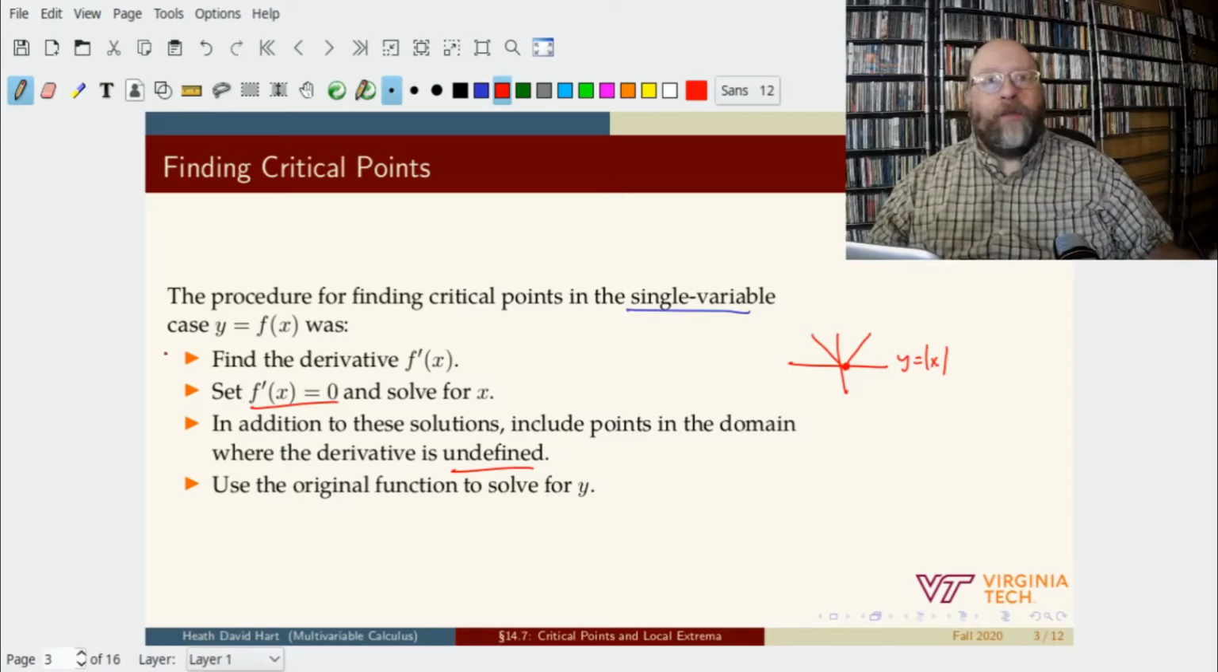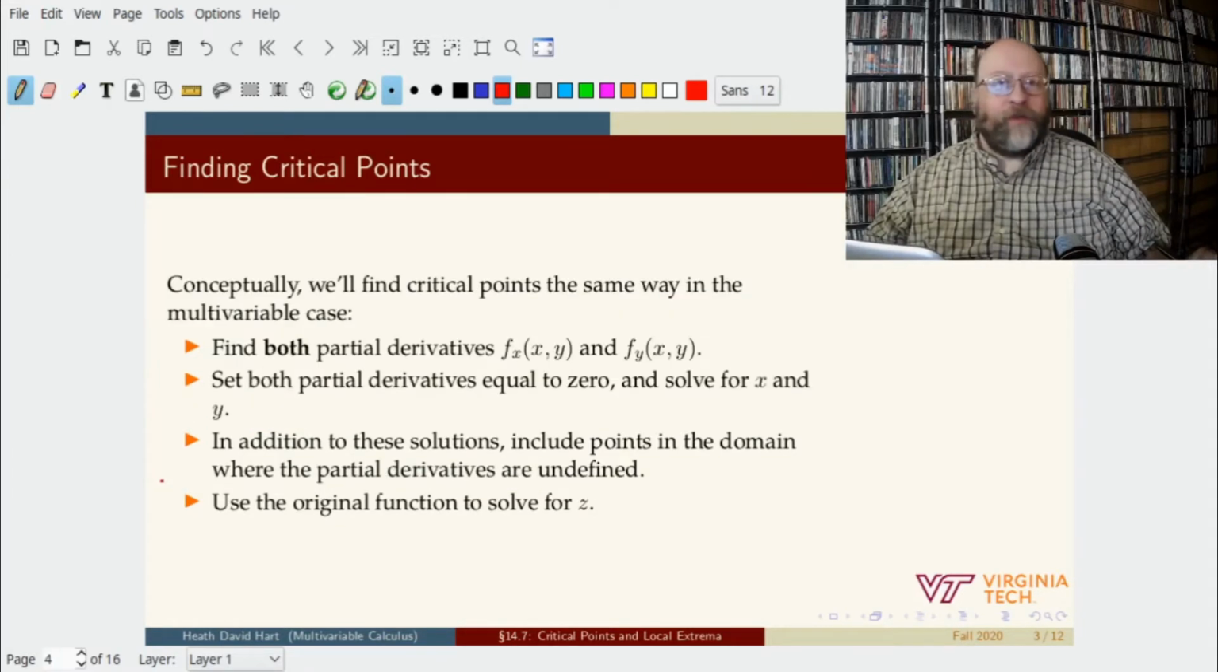So this was a sort of four-step process that we had to check for. Take the derivative, set the derivative equal to 0, check for any corners or sharp points on the graph, and then go back to the original function to find the y coordinate. We do not change this process. Here's the process in the multivariable case.